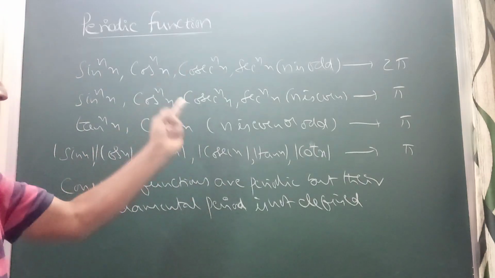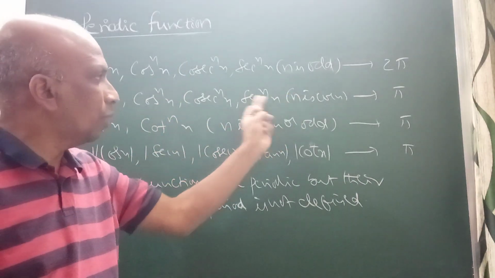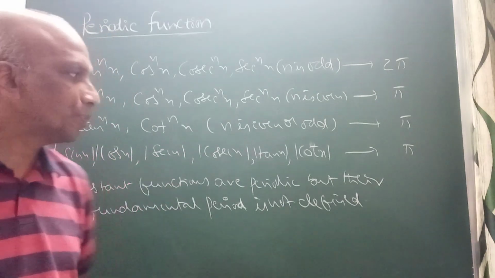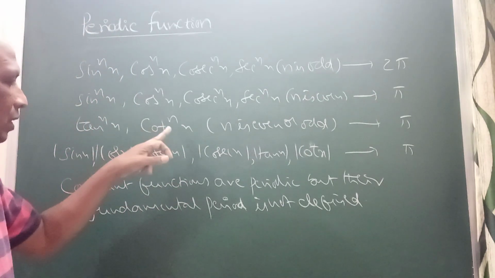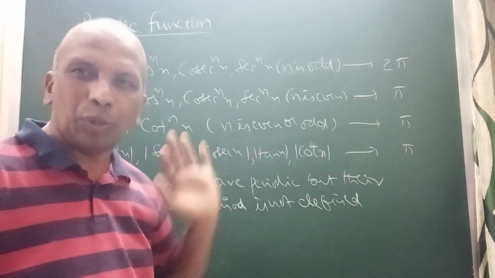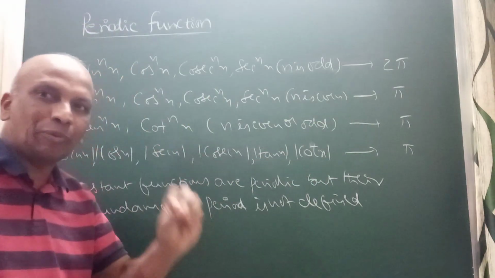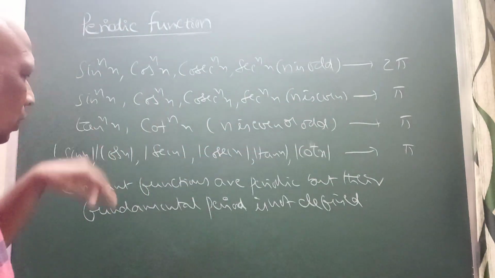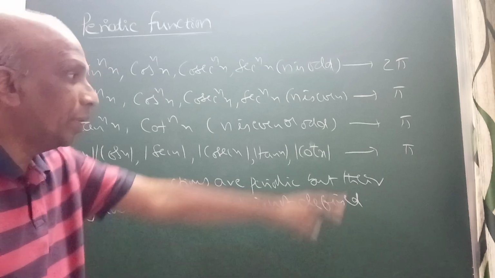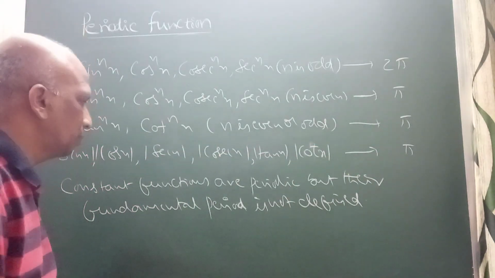For even power, the period is pi. And the same for tan power nx and cot power nx. Whether n is even or odd, there is no change, the period is pi only. If we take all six trigonometric functions with modulus, the period is pi only, there is no change.